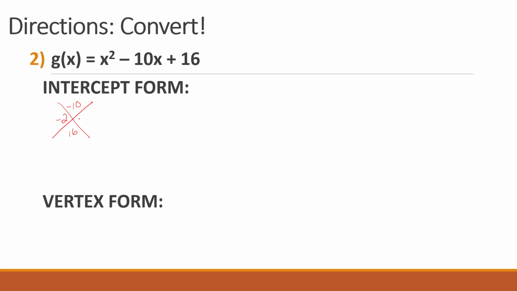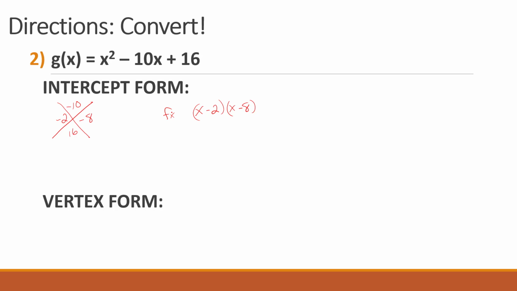How about negative 2 and negative 8? Well, that seems to work. All right, we got negative 2, negative 8. That is, in fact, negative 10. So I could now say x minus 2, x minus 8. Those are my factors. Well, that's what I needed for intercept form.